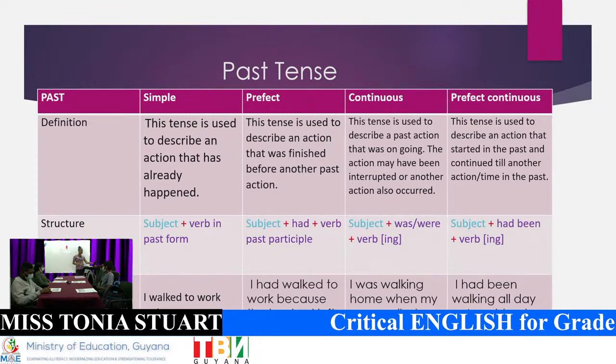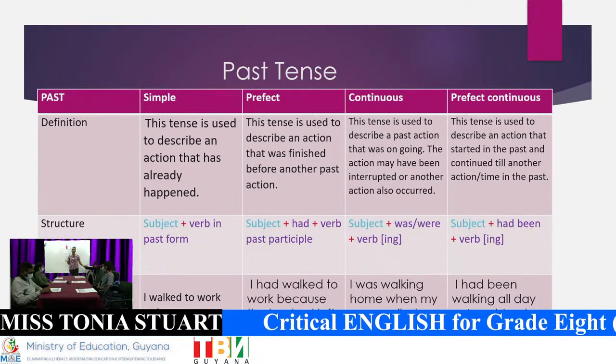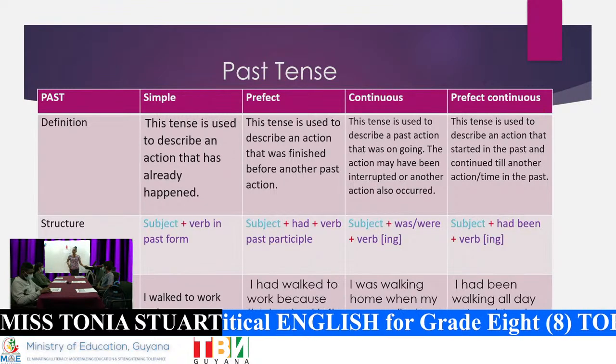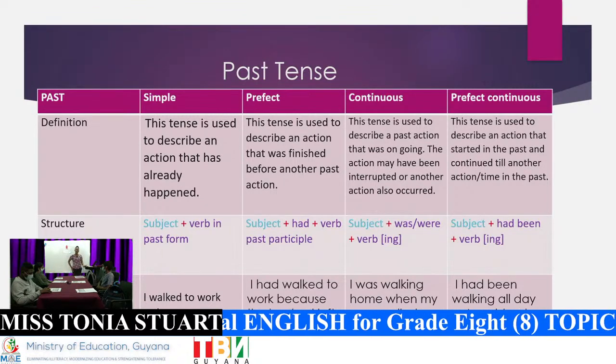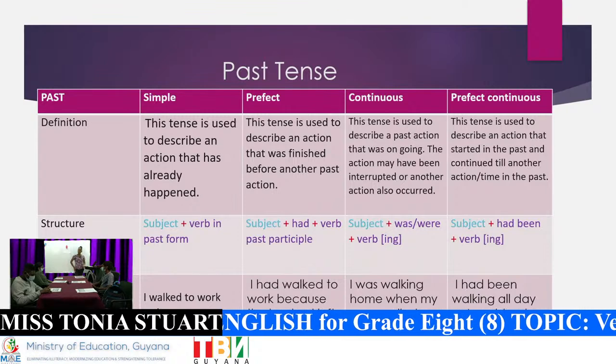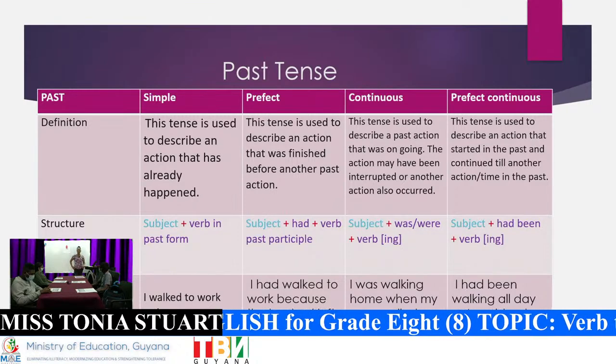Then the next tense we want to look at is the perfect tense. What do you think this could probably mean? Perfect tense. When we say something is perfect, what do you think it means? Nothing can happen to it. Nothing is wrong with it.